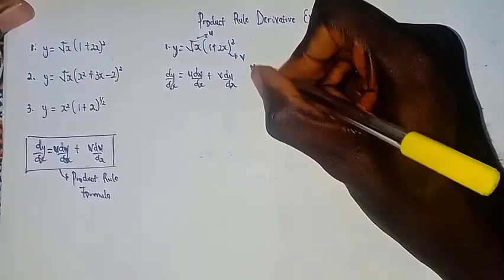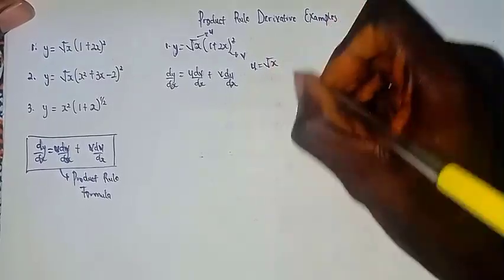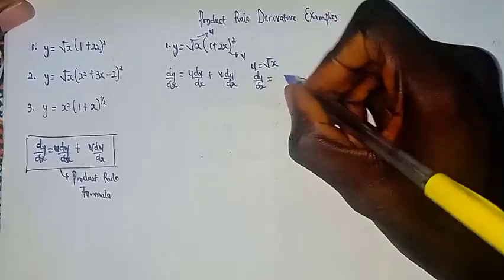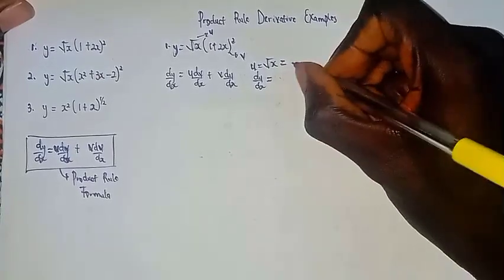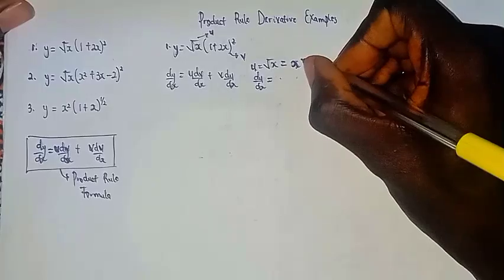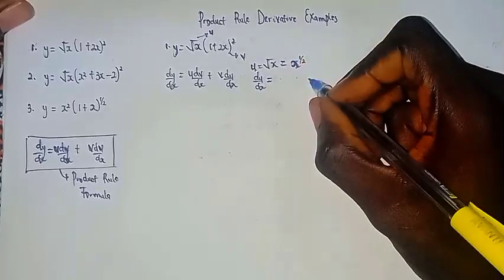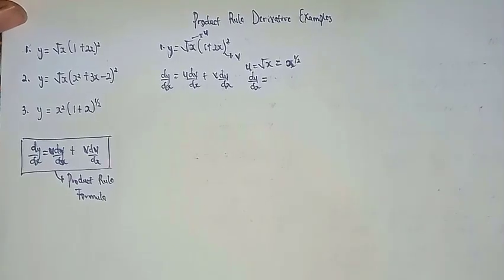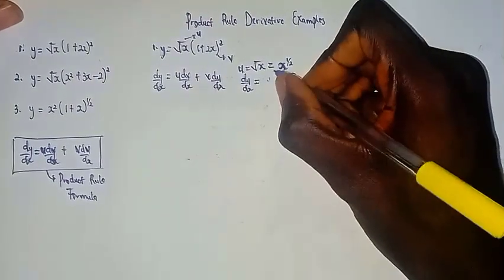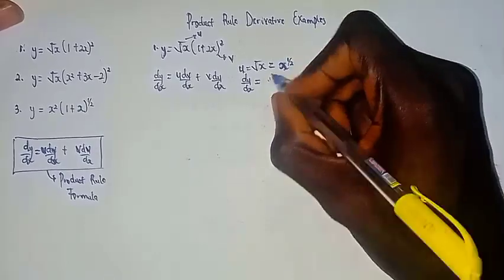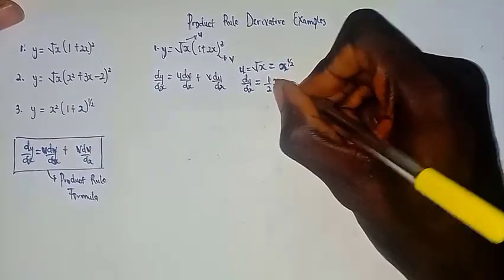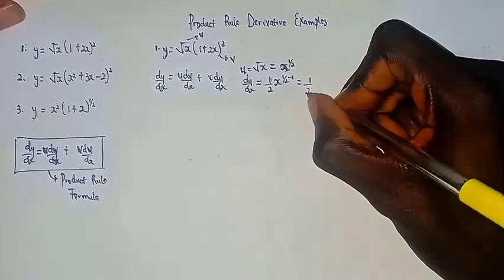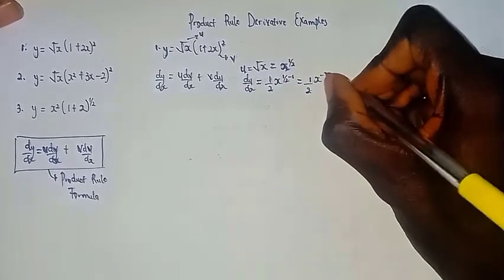So our u is square root of x, and then du over dx becomes, this can also be written as x raised to the power of half. And from our differentiation using the general formula, we have that our du over dx of this function becomes 1 over 2 multiplied by x, and then subtract the power, which becomes 1 over 2 x raised to the power minus 1 over 2.